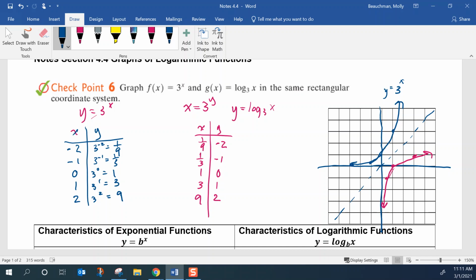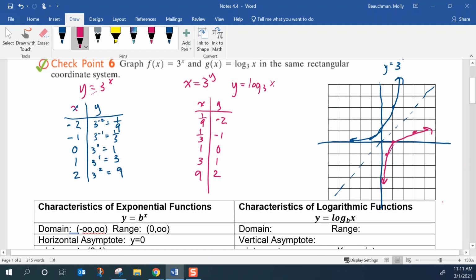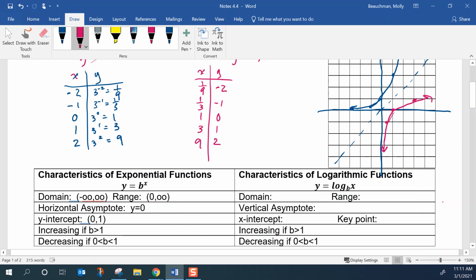So in the inverse section, that means that characteristics of logarithmic functions are the inverse of the characteristics of exponential functions. If the domain was negative infinity to infinity for the exponential, that's going to be the range of the logarithm. The range was 0 to infinity, so that's now going to be the domain. And if you take a look at the graph, you can see the vertical asymptote instead of horizontal is now x equals 0. The x-intercept is 1, 0. It was the y-intercept in the other.